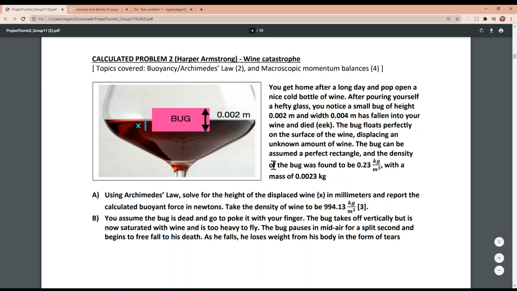For Harper's second problem, she had a bug floating on wine, which had Archimedes' law involved, and also the macroscopic momentum balances involved. It was Archimedes' law because the bug is going to be floating in this liquid, and it's going to be displacing some sort of fluid and a volume of that fluid, but also the bug starts flying away and starts crying, and that involves the macroscopic momentum balances as the bug starts losing mass.